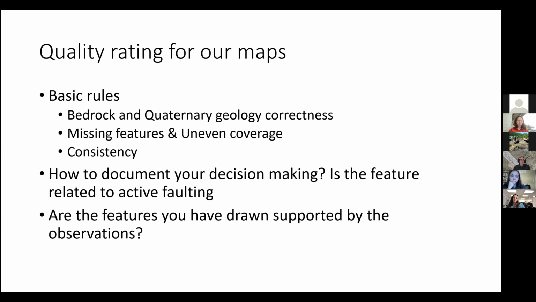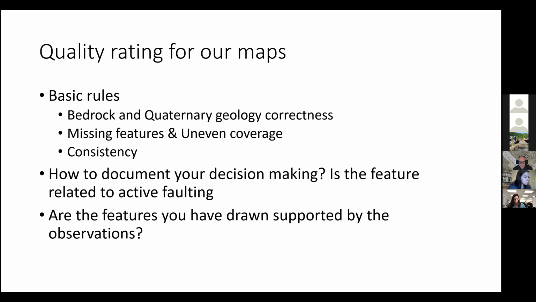As we think about our maps, the basic rules as we rate them are: are we getting the position of the bedrock and Quaternary geology correct based on what's evident from the imagery? Do we have even coverage, and are we consistently mapping? If you map one thing somewhere, you should map it that same way across the area. And you really want to have in your mind this idea of documenting your decision making. Is the feature related to active faulting? Are the faults that you've mapped supported by the observations?